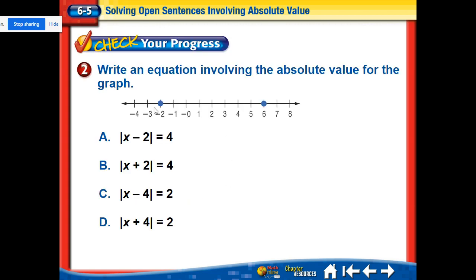So let's try another one here. So we have negative 2 to 6. The midpoint there is 2 here in the middle. So it's x minus the midpoint. So x minus 2, it's got to be a. And then how far is 2 from 6? It's 4. So it is a. You can just follow that formula.